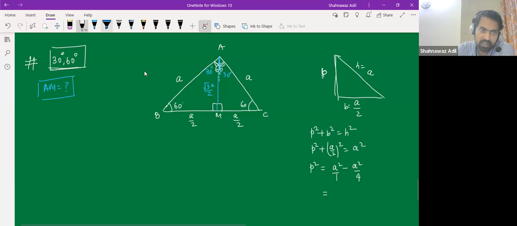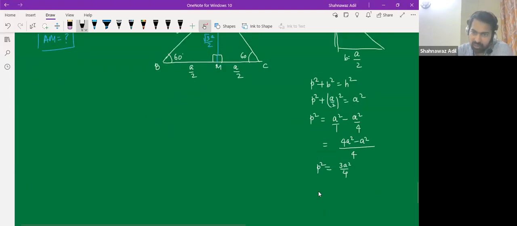Faz got disconnected. So this is the LCM, and then we get 4a square minus a square. So then we'll get 3a square by 4, right? So now we have to calculate P. This is root of 3a square by 4. So a square root is a, and this is root 4, so this would be 2, and then this is root 3. So this is root 3a by 2.